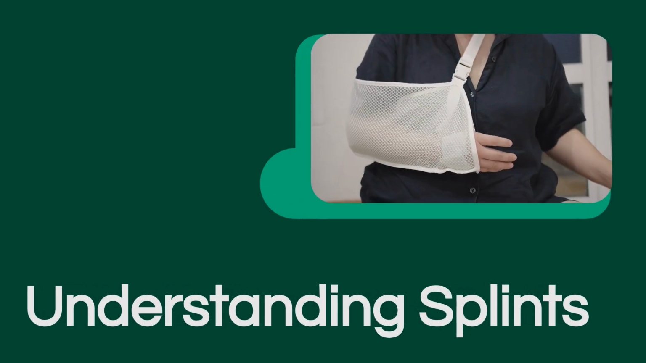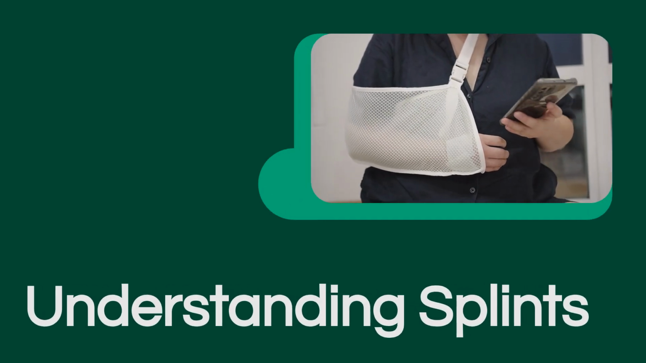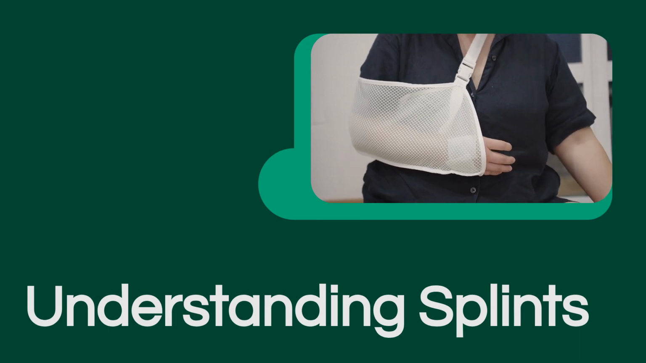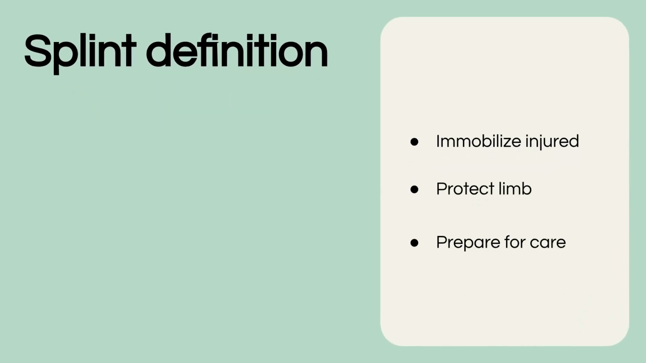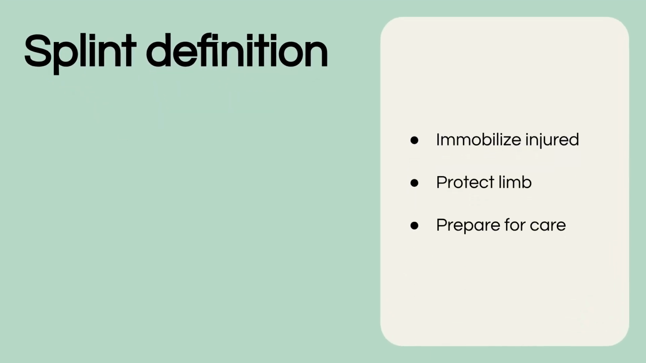Welcome! In this video, we'll cover everything you need to know about splints, their definition, various types, uses, and essential patient care. What exactly is a splint? It's a medical device used to immobilize and protect an injured limb or spine, often made of rigid materials like plaster or metal with added padding.